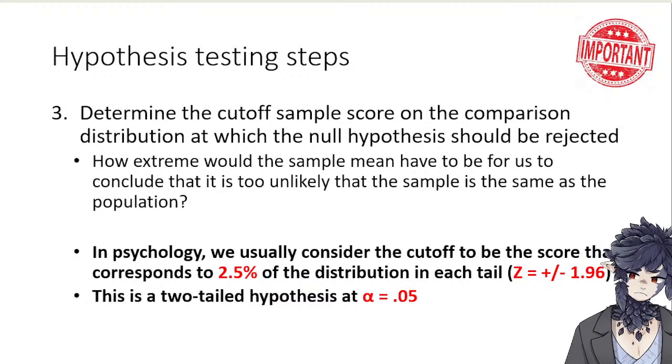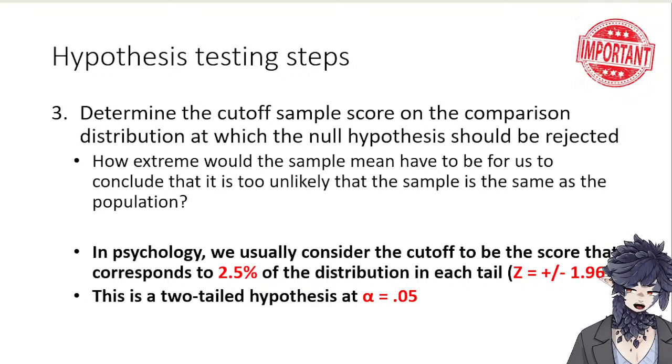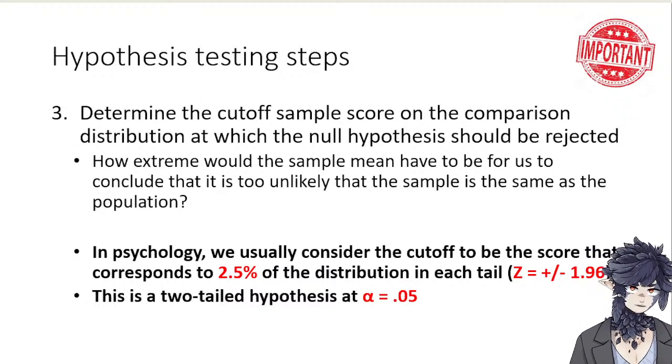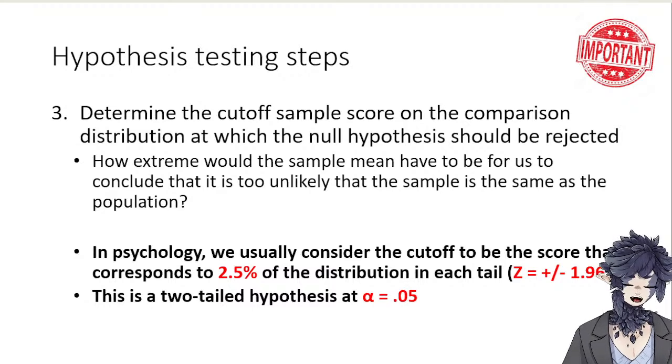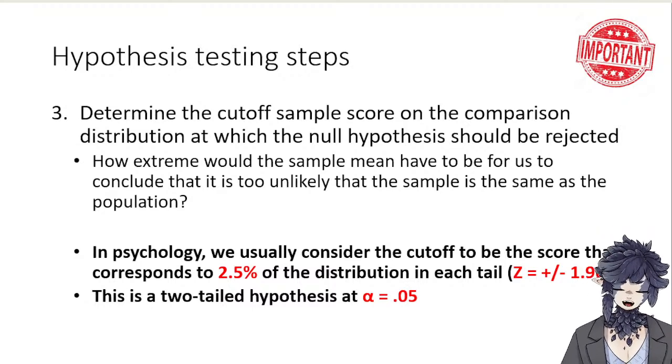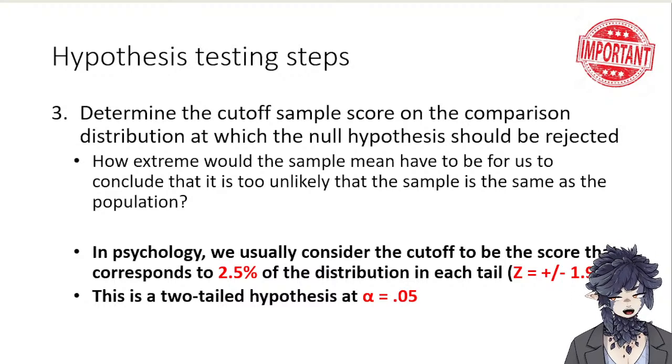We call this alpha of 0.05. Our cutoff is 5%, alpha of 0.05. If our cutoff was 1%, it would be alpha of 0.01. If our cutoff was 0.1%, our cutoff would be 0.001. But alpha 0.05 is the standard in psychology and a lot of other sciences.